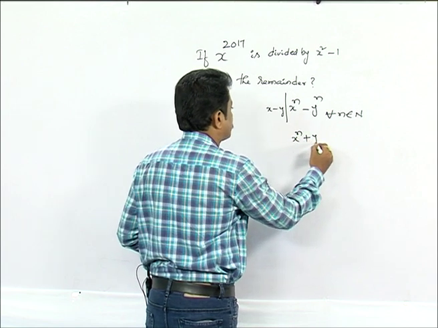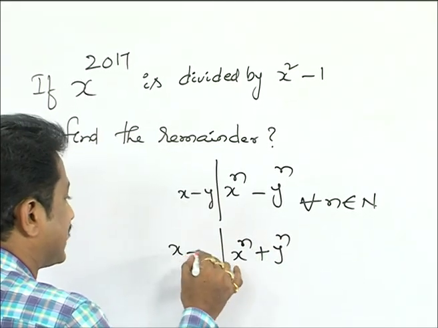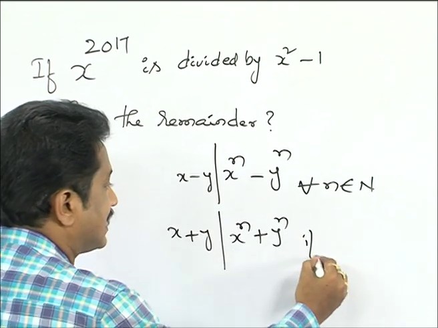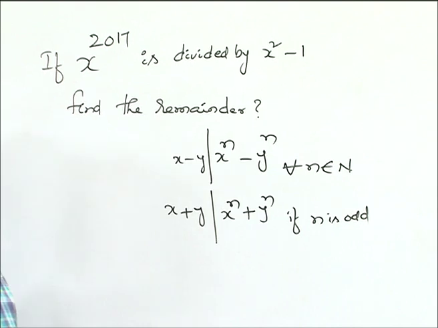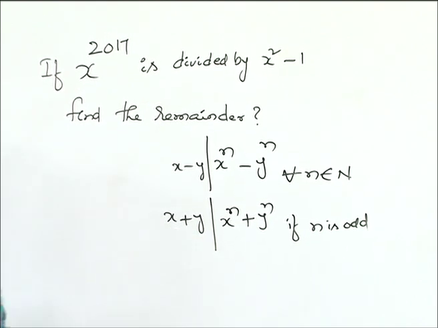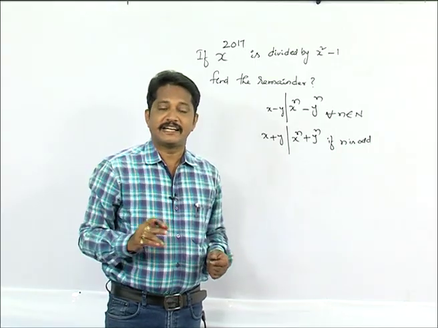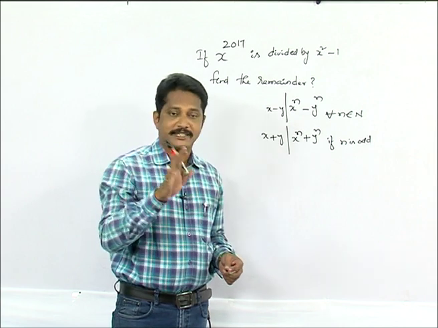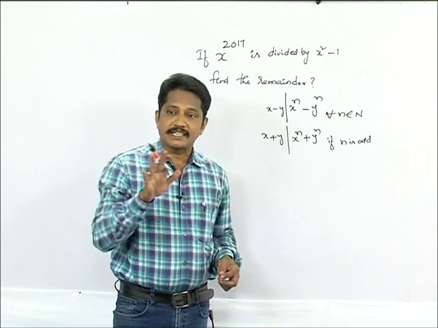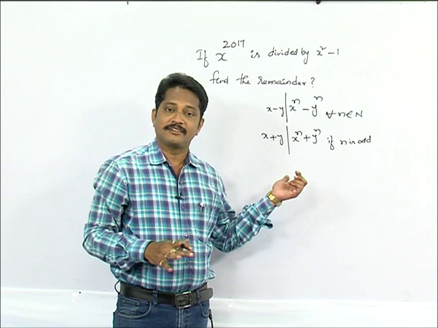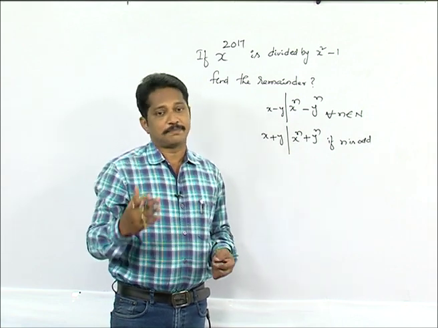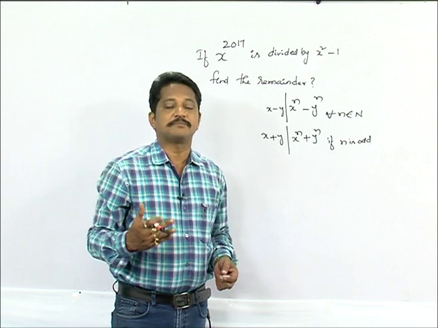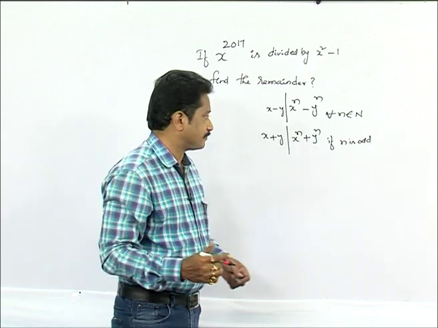x^n + y^n is divisible by x + y if n is odd. You know that. For example, if you consider n is 1, x^n + y^n is divisible by x + y, am I correct? x cube plus y cube is divisible by x + y, because the factors of x cube plus y cube are (x + y)(x square minus xy plus y square). Correct.